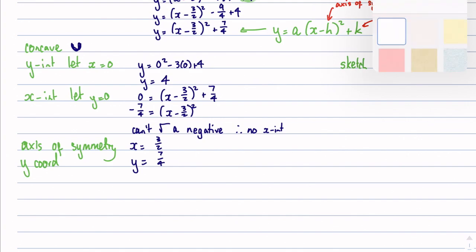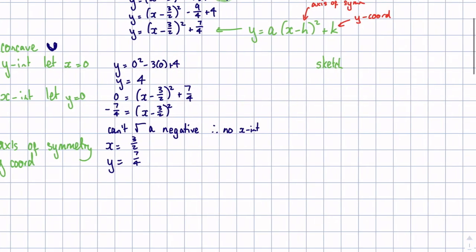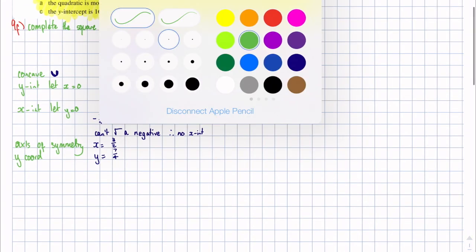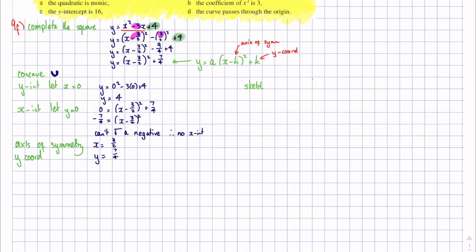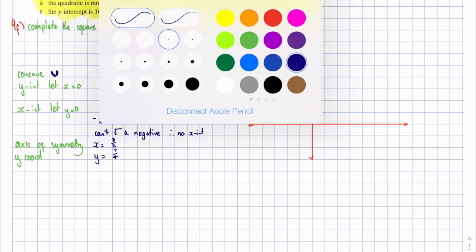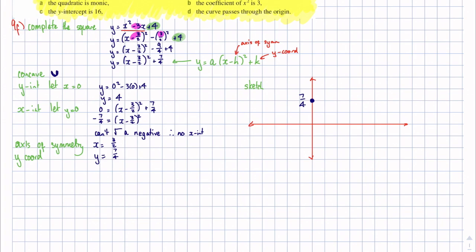I'm going to change my paper to grid paper. This is not going to be too accurate, by the way. Once we start to get fractions, I start to get not accurate at all. I do like to do straight lines though. There we are. Now, my y-intercept is 7 on 4. The axis of symmetry is 3 on 2.